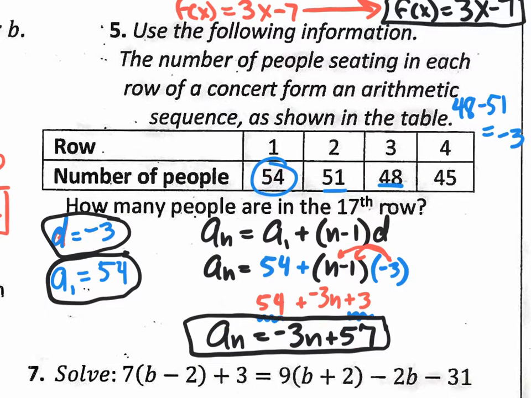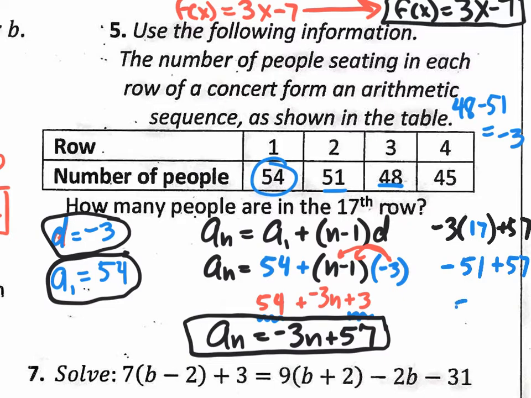So if they tell you how many people are in the 17th row, all you have to do is input 17 to find your output, which will tell you how many people are in the 17th row. So how do we do that? You simply plug it in. So you have negative 3 times n plus 57. So we are inputting 17. And with the calculator, when you do negative 3 times 17, that's negative 51 plus 57 that you bring down.